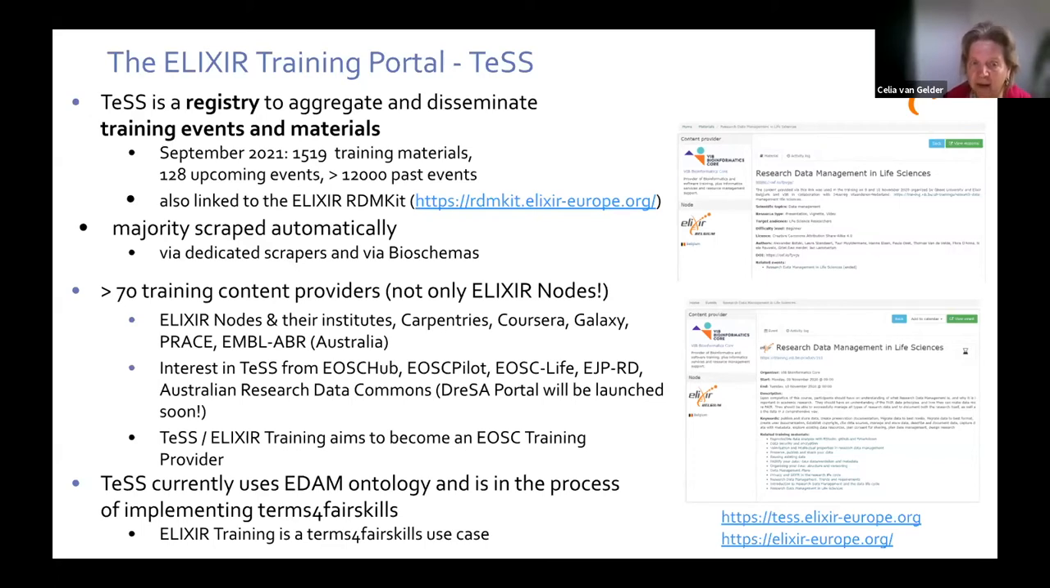The majority of the entries of the resources that we get in are scraped automatically. There's also manual registration possible, but the majority is automatic, either via dedicated scrapers from all the training providers, but also via Bioschemas. And Bioschemas is also the automatic way that we want to go to for all our training providers. We have over 17 training content providers, and those are not only Elixir nodes. That, I think, is a point that I really want to make. We have, of course, our own institutes, our own trainings, but also from the Carpentries, Coursera, Galaxy, et cetera.